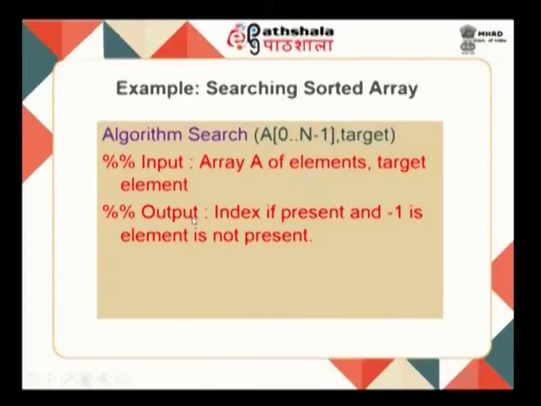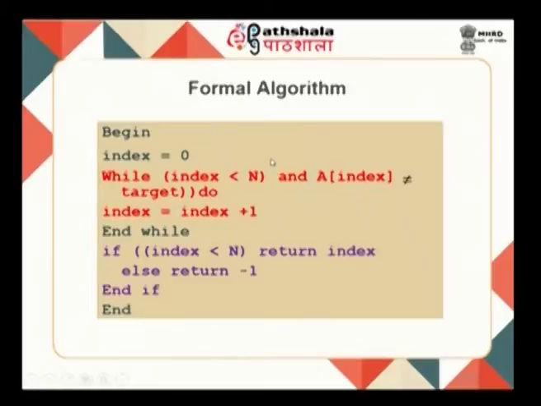The output, as I said earlier, is the index if the target is present, otherwise we return -1. This is what begins. You can see the index is initialized as 0. I am starting a loop, and as part of this loop I am checking whether the target item is present in the array or not. If it is not, then I am incrementing the index.